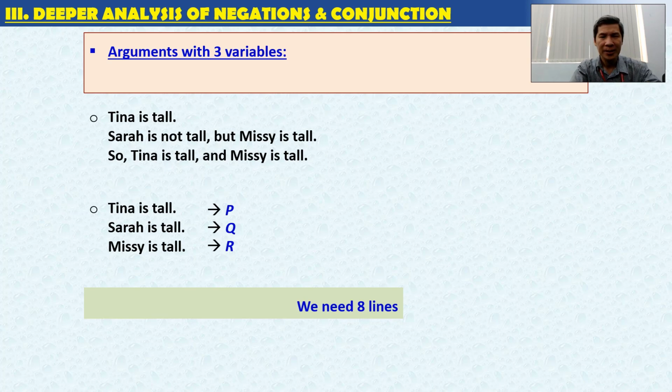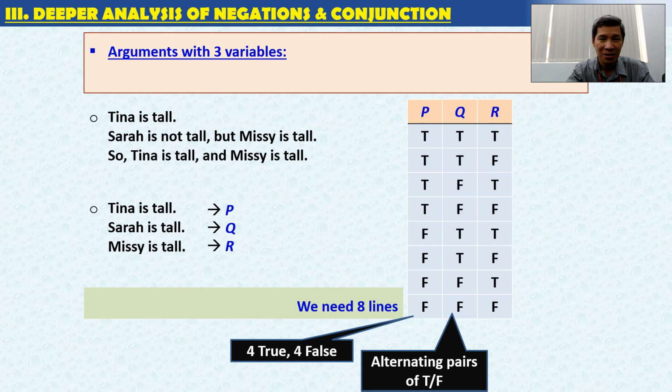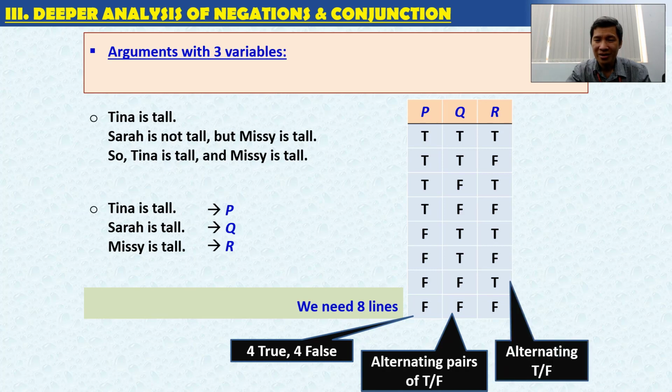Then how can we demonstrate? How can we arrange the values? Now for P, we are going to have 4 true and 4 false. True, true, true, true, and false, false, false, false. For Q, we have alternating pairs. True, true, false, false, true, true, false, false. I say alternating pairs. And for R, I say alternating true, false. Then true, false, true, false, true, false, and true, false. Easy?